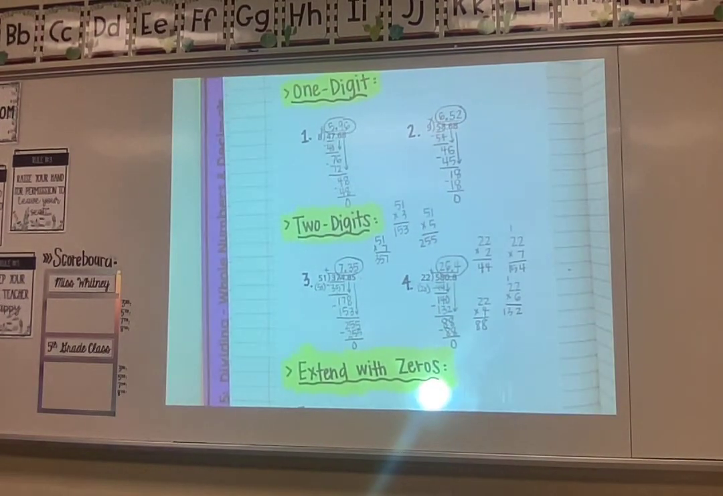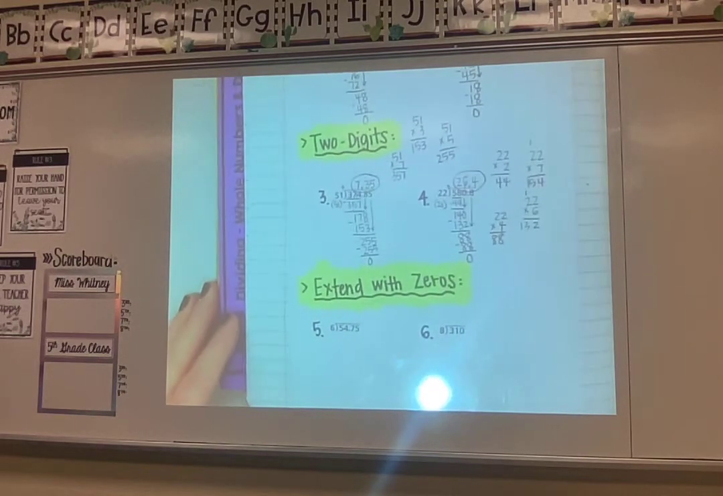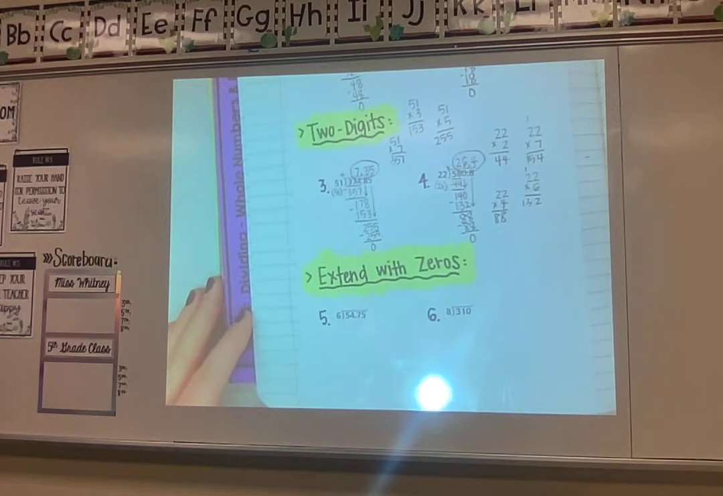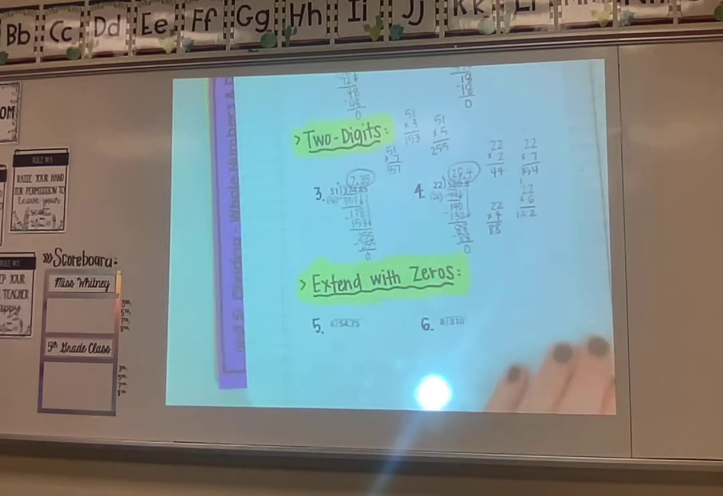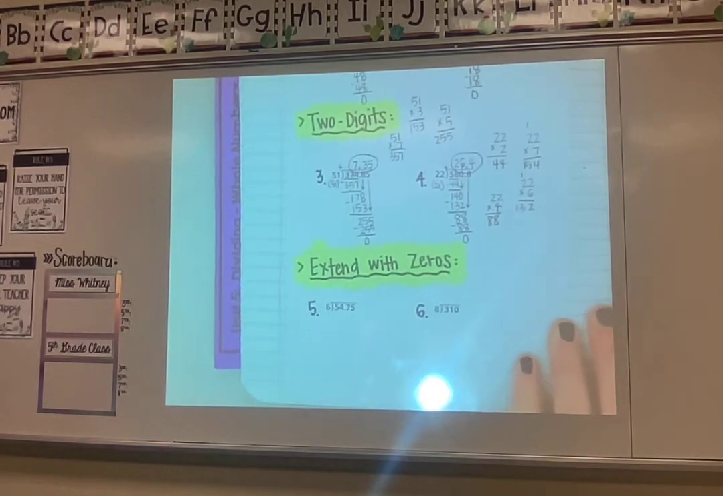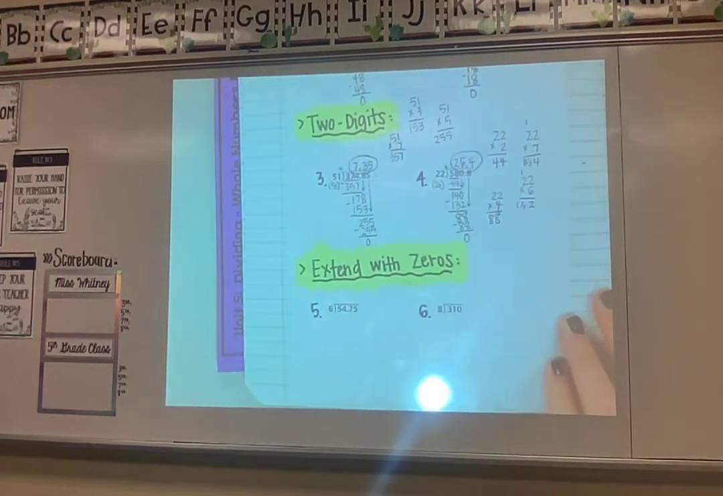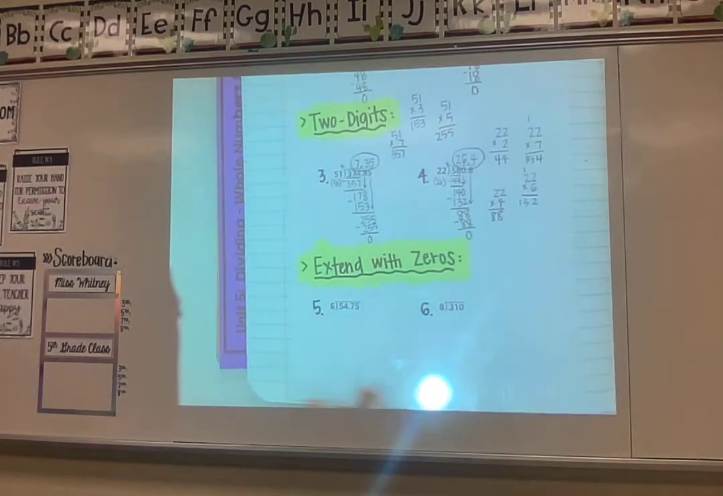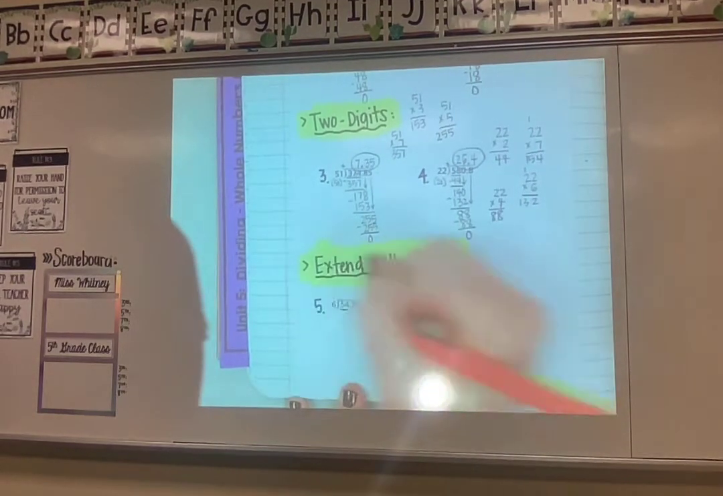26.4 is my answer. Now, we're going to look at one more special thing that might happen here. So 5 and 6 are our last examples, and you'll kind of see how these are special as we get going here. We are dividing by 6. 6 will not fit into 5, so I need to look at 54. And then I'm ready to go.